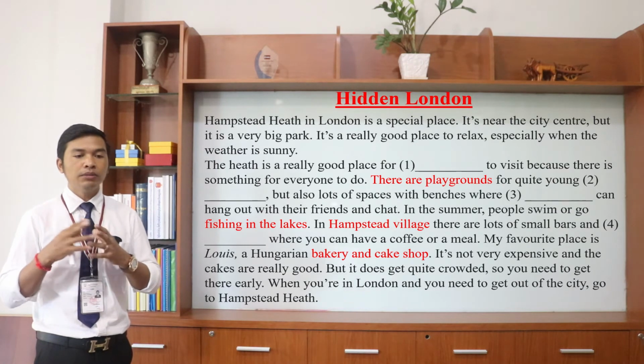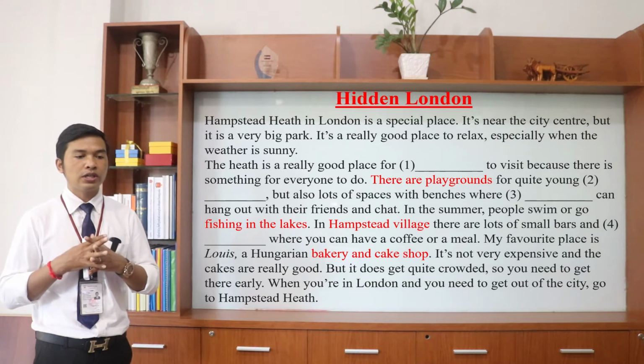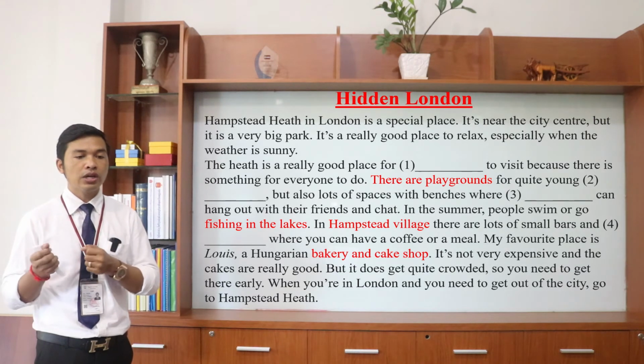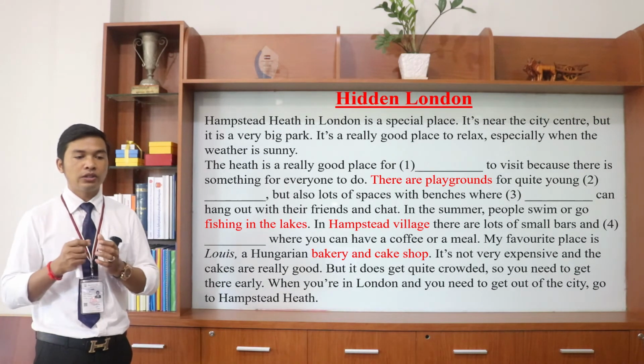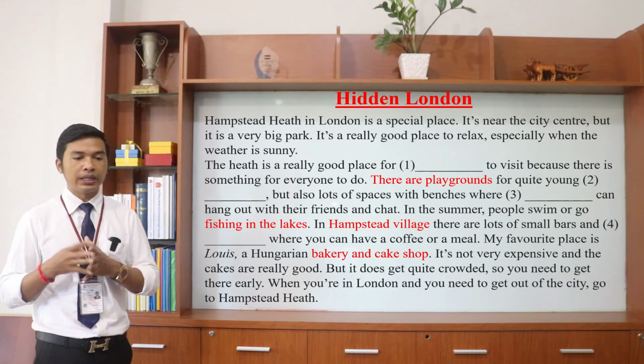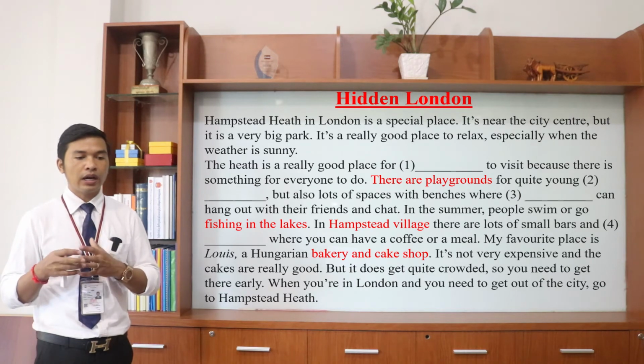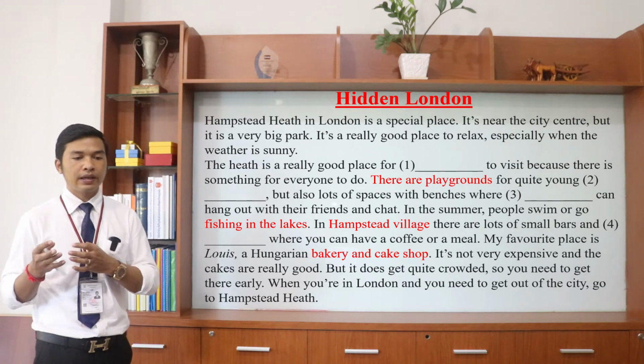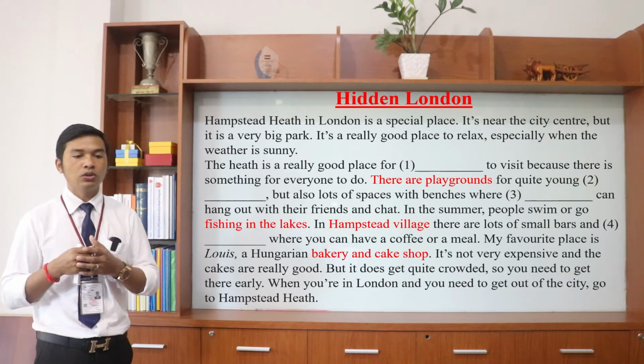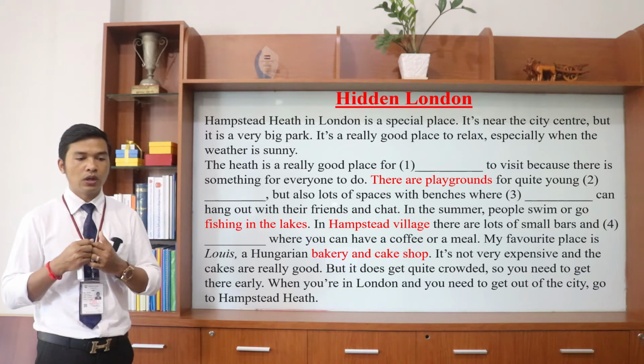In the summer, people swim or go fishing in the lake. In Hampstead Village, there are a lot of small bars and blank where you can have a coffee and a meal. My favorite place is Louis, a Hungarian bakery and cake shop. It's not very expensive and the cakes are really good, but it does get quite crowded, so you need to get there early. When you are in London, you need to get out of the city to go to Hampstead Heath.